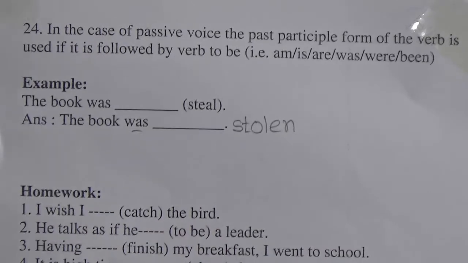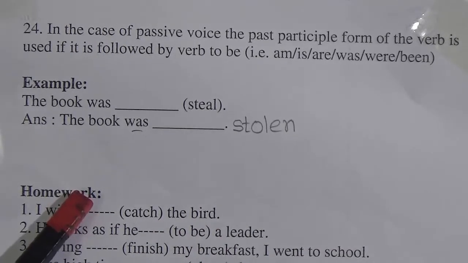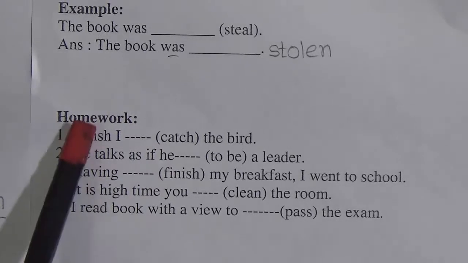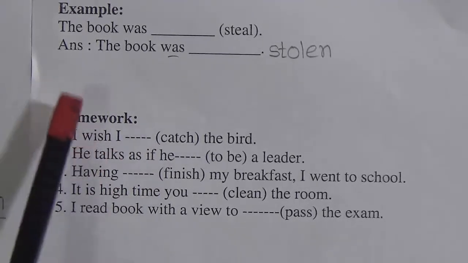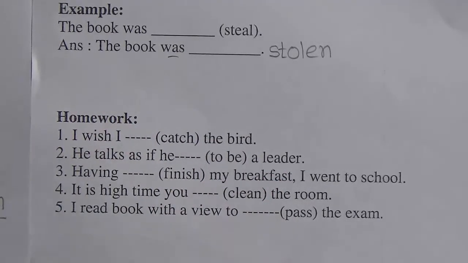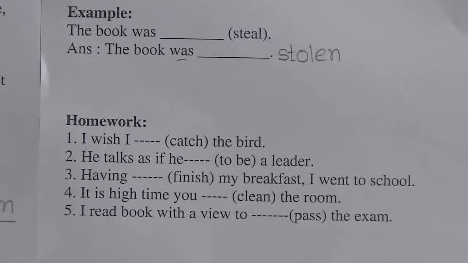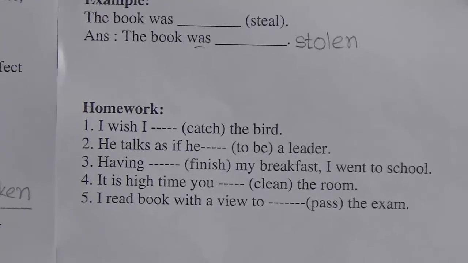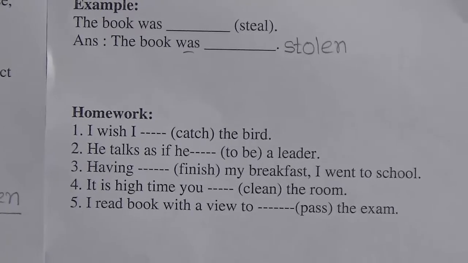Students, that's our discussion of rules 18 to 24. Now I am providing your homework. Your homework will be these five sentences. You have to pick each sentence, write the whole sentence, and write the answer. Our lecture number is 1 and homework number is 1. So students, please do your homework and don't forget to write the lecture number and homework number at the top corner of your copy.